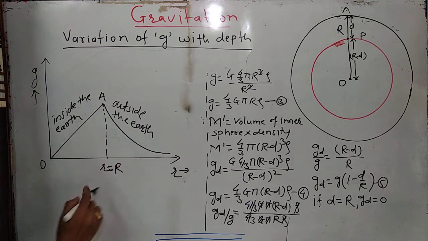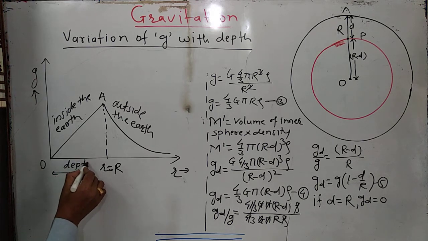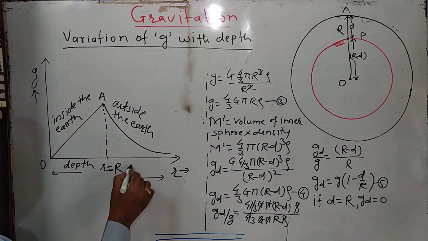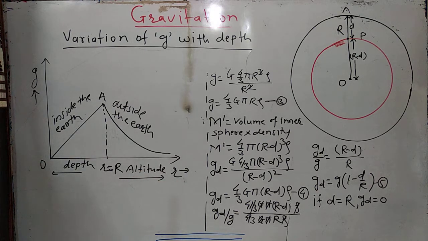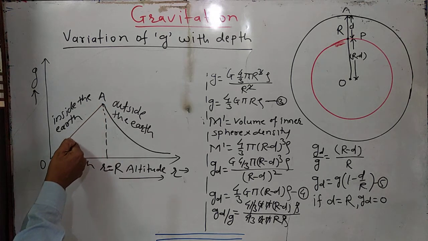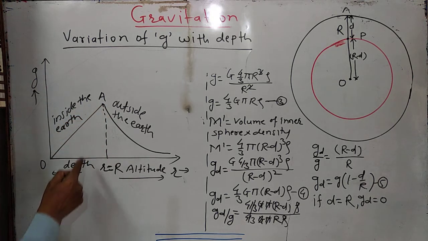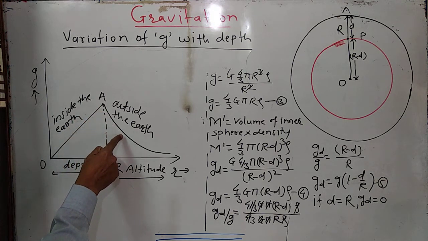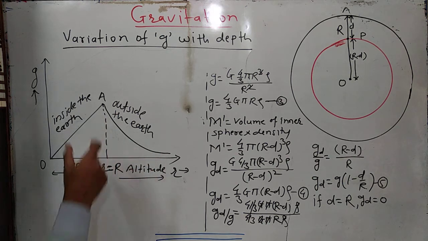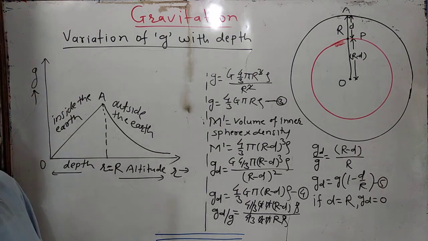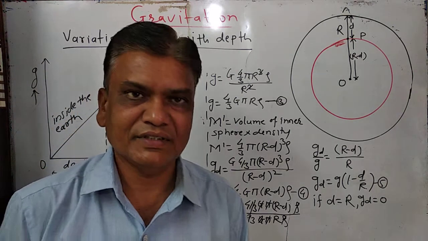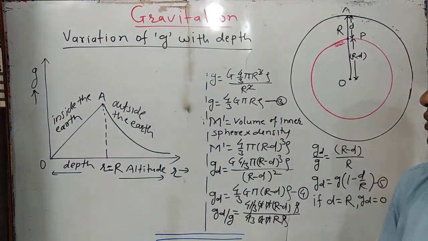From this figure it is clear that this is the depth, and along this direction is altitude. As we go below the surface, g goes on decreasing. As we go far from the Earth's surface, at height h, g also goes on decreasing, meaning g is maximum at the Earth's surface. So this is the complete explanation of the variation of g with depth. Okay, thank you.